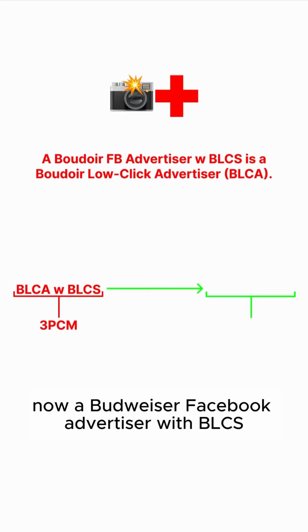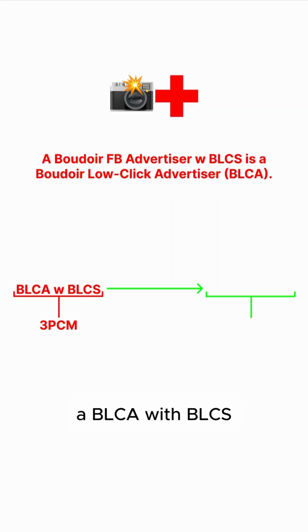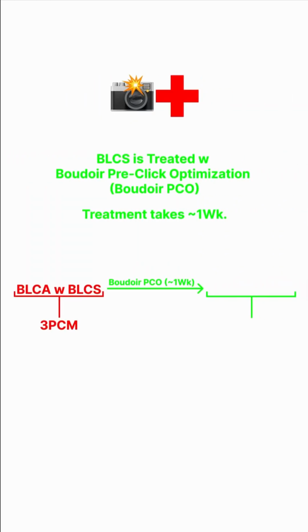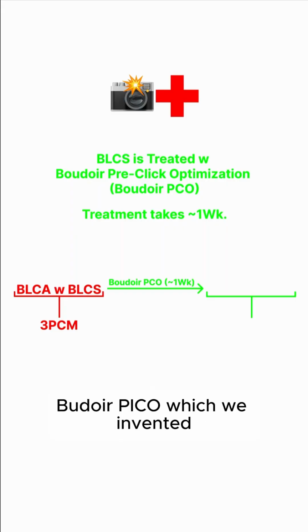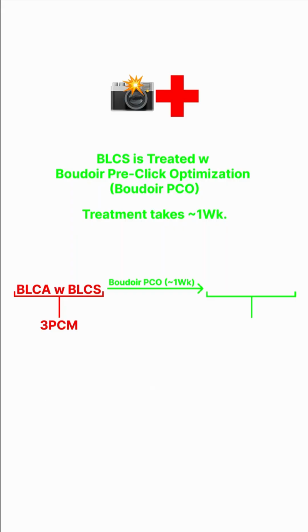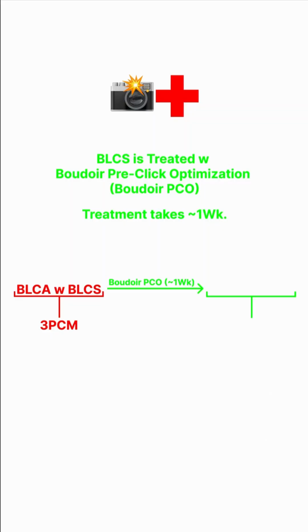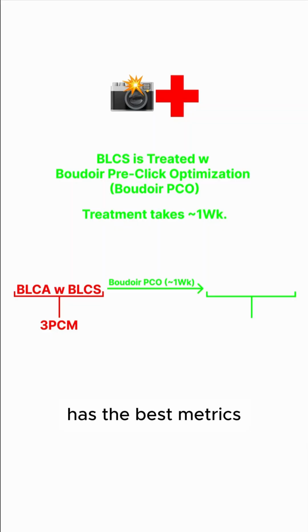Now, a Boudoir Facebook advertiser with BLCS is a Boudoir low-click advertiser. So we got our universe building here. A BLCA with BLCS is caused by the 3 pre-click mistakes. And BLCS is treated with Boudoir pre-click optimization, Boudoir Pico, which we invented. Treatment takes about a week. We duplicate the current ad, we leave the original, and we treat the duplicated ad for a week, and then we keep whichever one running has the best metrics.